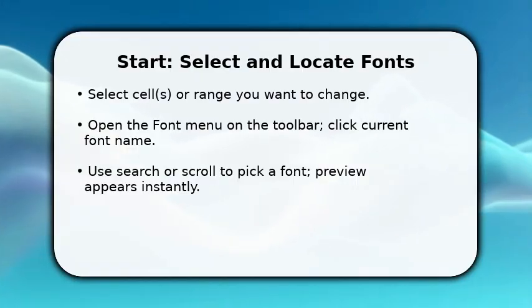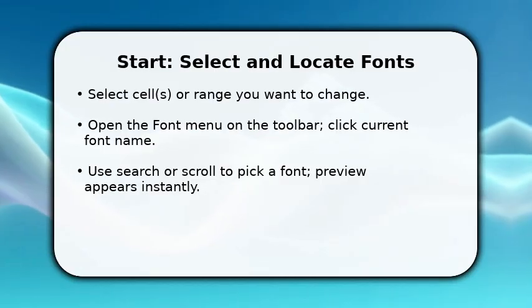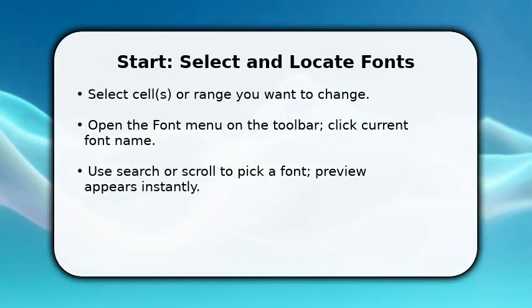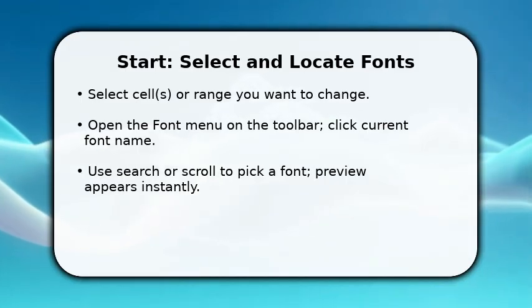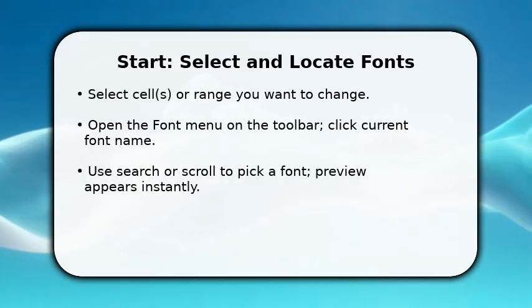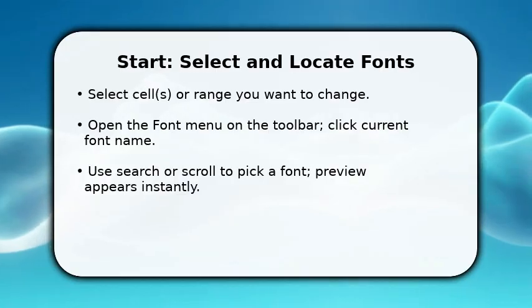You begin by selecting the cells whose font you want to change. This targets only the content you intend to style. Once selected, move to the toolbar and click the current font name to open the font menu so you can see available options. Make sure to use the search box to type part of a font name or scroll to preview choices. This immediate preview helps you decide quickly.